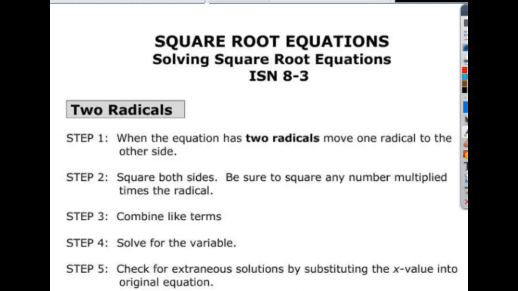Your notes. The first thing you see in your notes is these are the steps to solving equations. And there's two different processes depending on whether you have two radical signs or one.